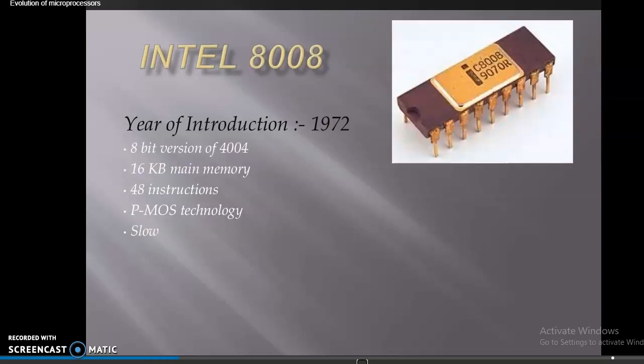And then in the year 1972, Intel introduced the 8008 microprocessor. It is the 8-bit version of 4004. It has 48 instructions. It was very slow.